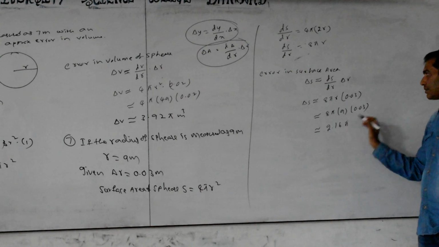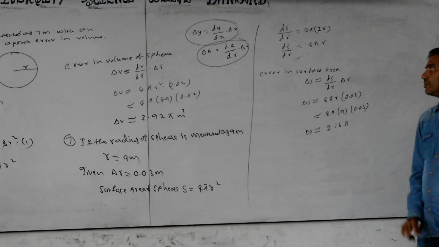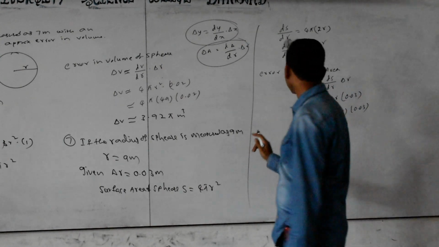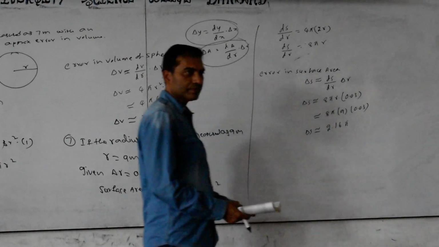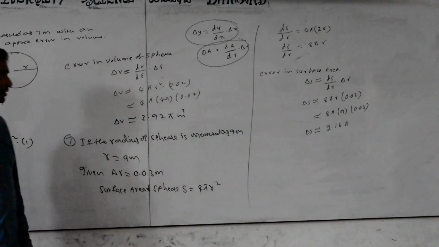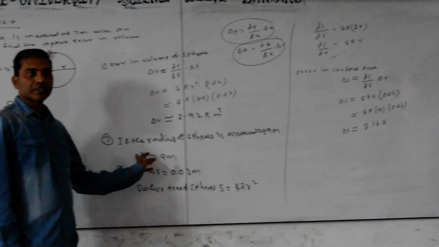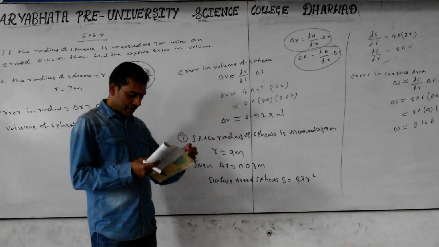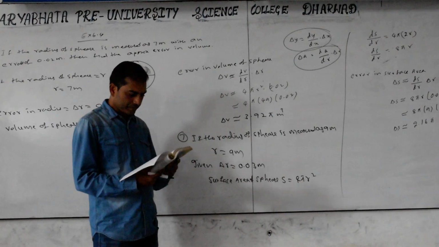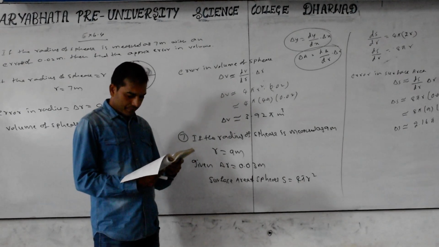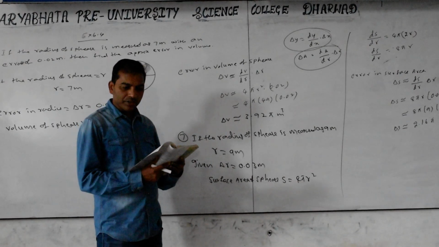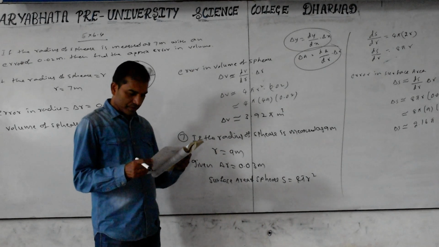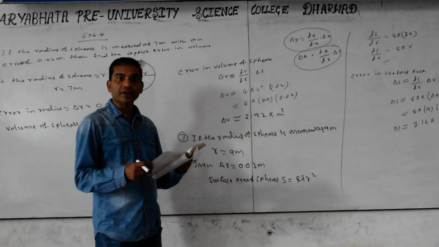2.16 pi meter cube. This is area, meter square. This is the error in the surface area of a sphere. The same question, same model, is in the textbook, page number 215.